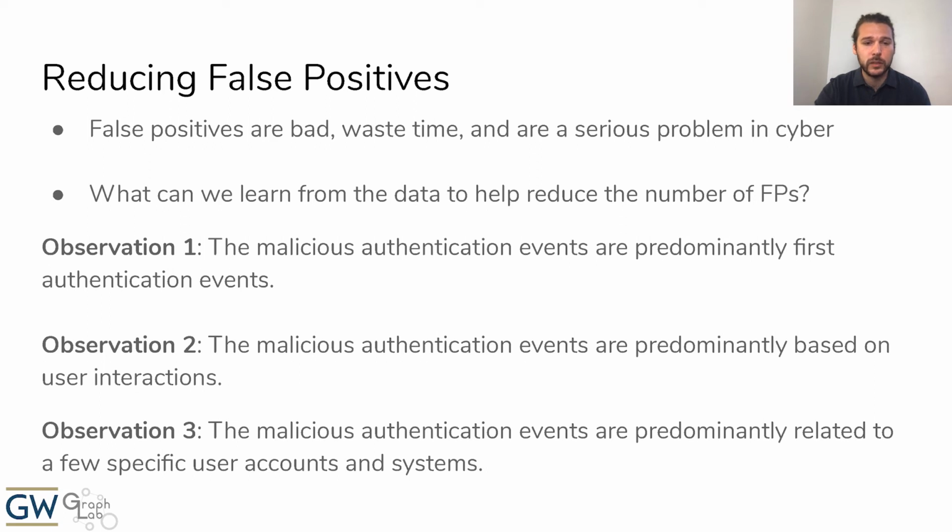The second observation is that in the Lateral dataset specifically, all labeled malicious events are tied to user-based authentications. And third, the malicious events are predominantly associated with only a few specific user accounts and systems. This intuitively makes sense, as an adversary will typically start with only a single or maybe a few initial footholds in a network, and they will be required to use those initial footholds to increase their presence. So you would expect to see the majority of anomalous events originating from only a few related accounts and systems that the attacker has compromised.